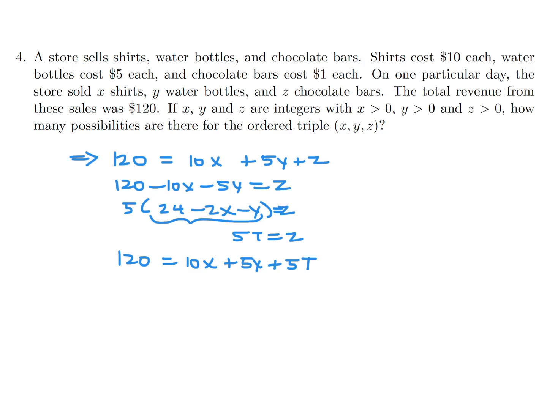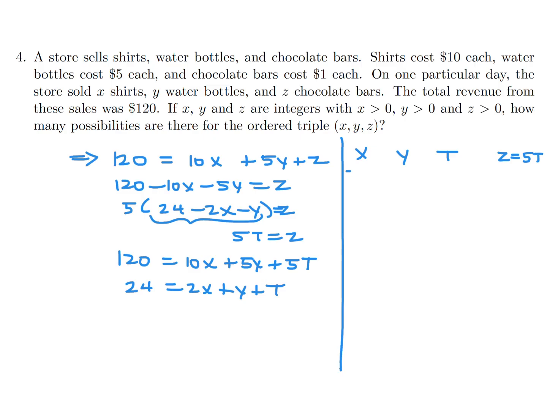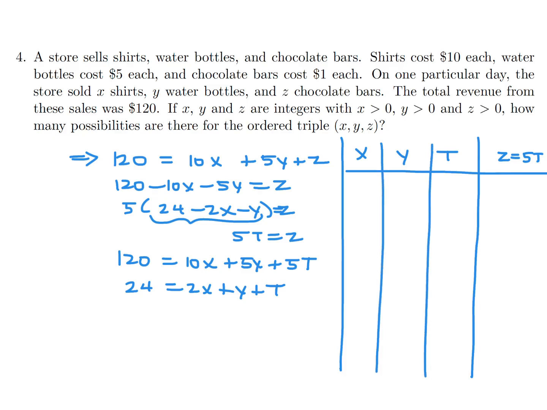And then we'll divide through the whole thing by 5, and that'll be 24 is equal to 2x plus y plus t. Now at this point, I can get sort of a better understanding of what x, y, and z could be. So let's make a table, x, y, and t actually, and then z is just equal to 5t, which is what I've set it as. And for every value of t, I'll get one value for z. All three of them are greater than 0, so let's start with the smallest integer that's greater than 0, and that's 1.